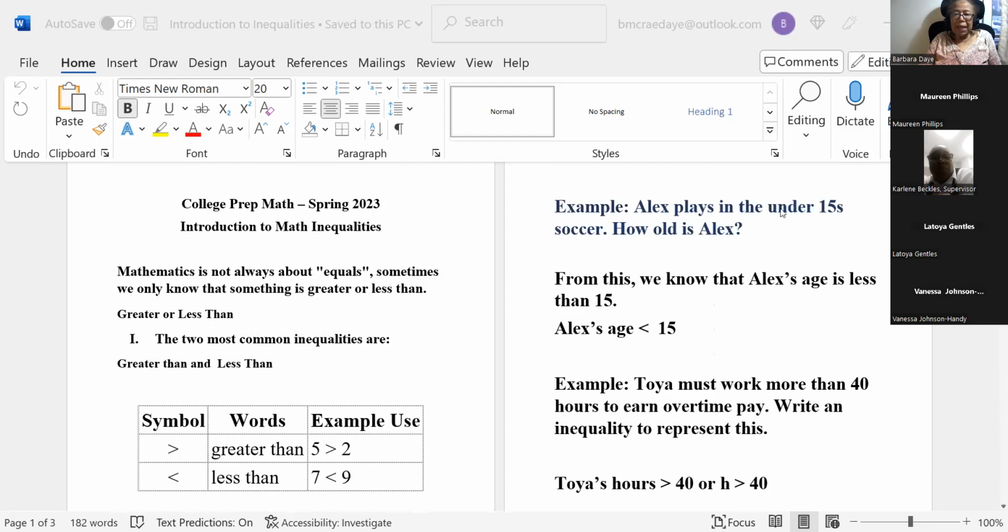Now, here's an example. Alex plays in the under 15 soccer league. How old is Alex? If he plays in the under 15 age group, we don't know how old he is, but we know his age has to be less than 15. We can represent it as Alex's age less than 15. Or if we want to put A for Alex, we could write A less than 15.